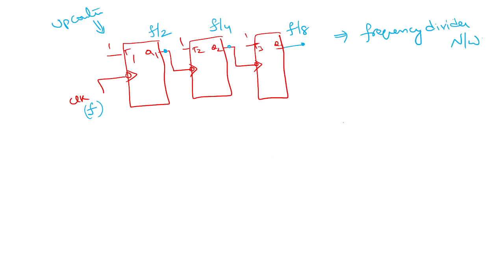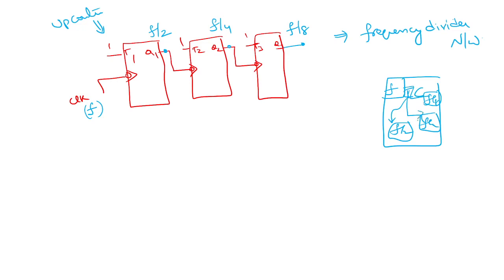This will be extremely helpful when I have an IC, an integrated chip. Some block needs frequency F, some other block needs F by 2, some other block needs F by 4, some other block needs F by 8. I can use this counter configuration to generate a frequency divider network, whichever way I want.